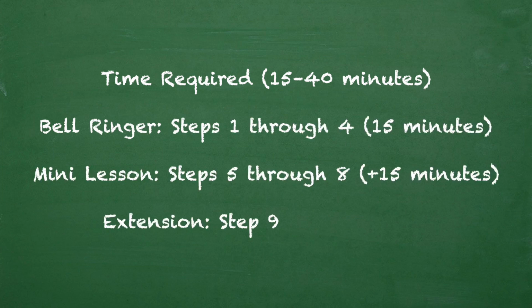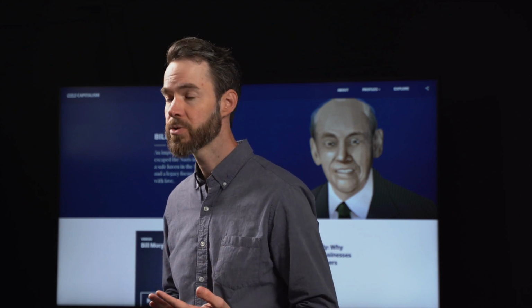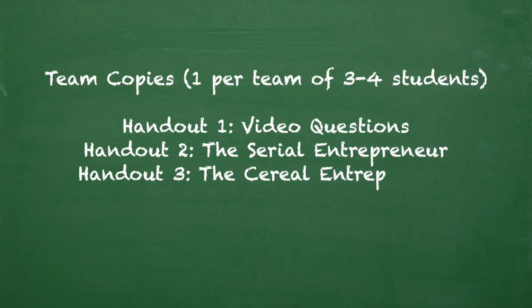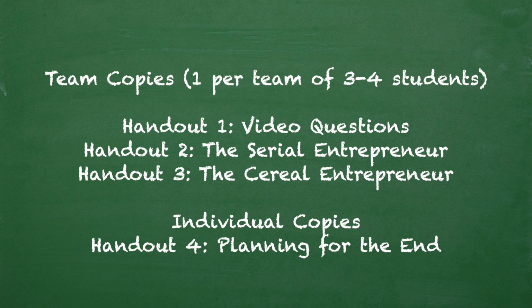For Lesson 10, the time required ranges from 15 minutes for the bell ringer to 40 minutes for the full lesson and extension activity. All necessary materials are provided, including visuals, student handouts, links to online resources, and a detailed list of instructions. Before class begins, print team copies of Handout 1, Video Questions, Handout 2, The Serial Entrepreneur, and Handout 3, The Serial Entrepreneur. Print individual copies of Handout 4, Planning for the End.